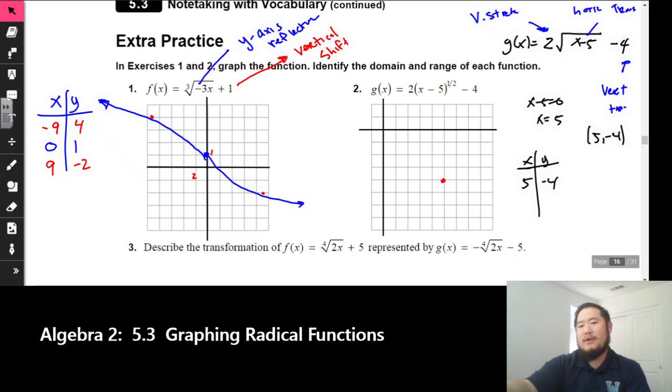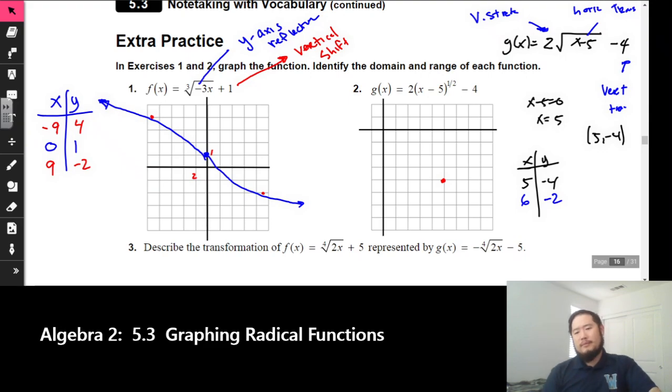So if I plug in 5, you end up with 0, right? Square root of 0 is 0. 2 times 0 is still 0. 0 minus 4 gets us negative 4. Well, what's the next number that I could take the square root of? 1. Well, how can I make the radicand equal 1? What if I use the number 6 right here for x? 6 minus 5 is 1. I can take the square root of 1 as 1. 1 times 2 is 2. 2 minus 4, negative 2. So there's our second point.